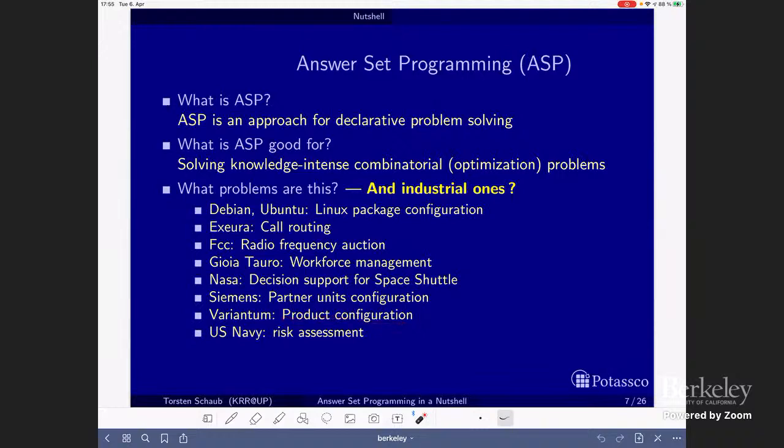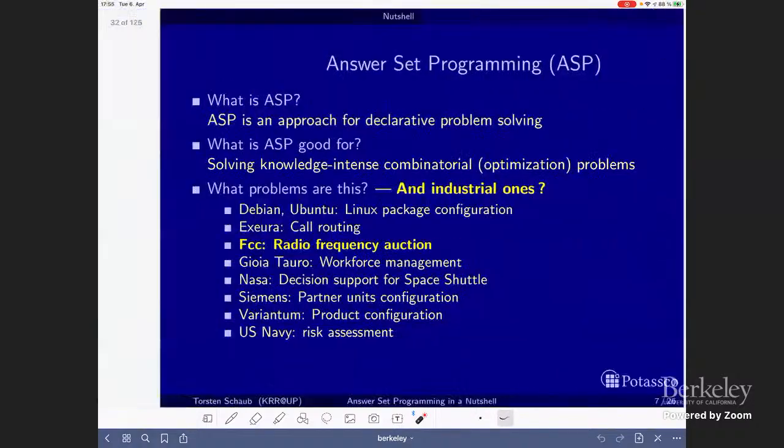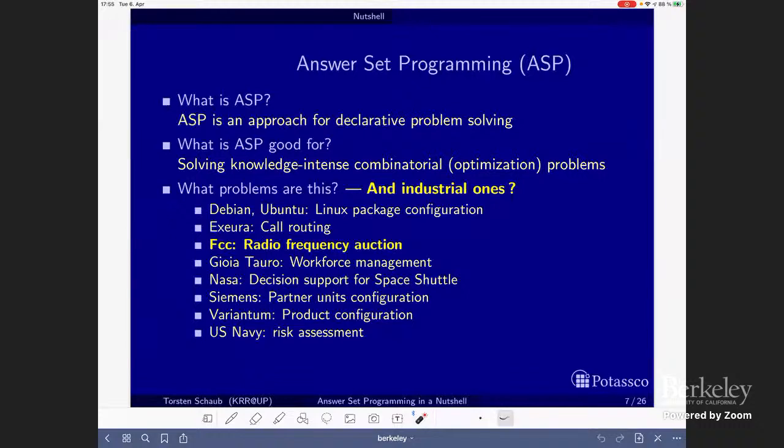Okay, one thing that I find interesting, and this is not really an ASP-specific application: clasp was used as a SAT solver in the frequency auction that happened in the US a couple of years back, which was run by a spin-off consulted by Kevin Leyton-Brown.